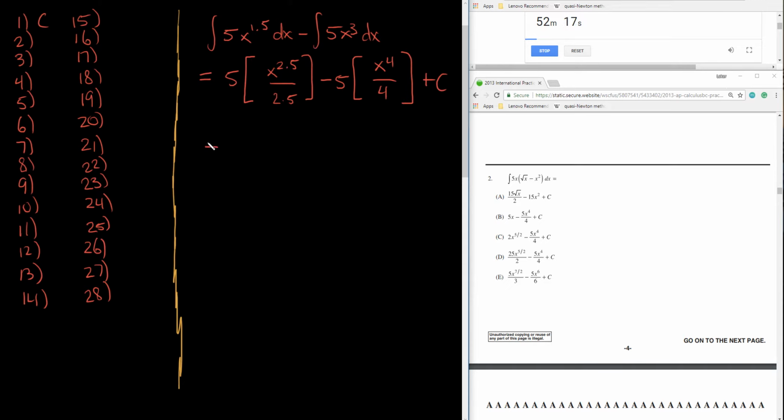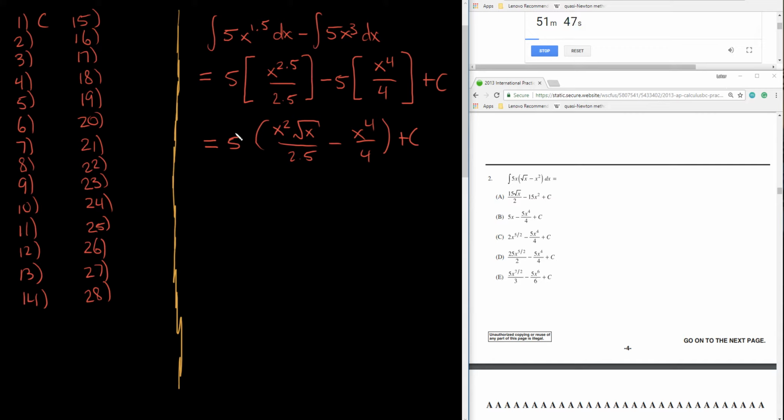So here we get 5 times x squared root x over 2.5, minus x to the 4th over 4, plus C. Which answer matches this? Alright, well, it looks like it might be answer D here. It just all depends on how you're expanding this out. I think that's where they're trying to trip us up.